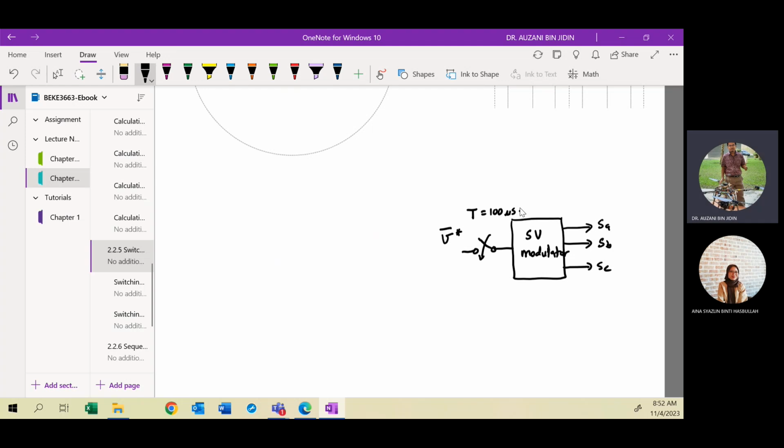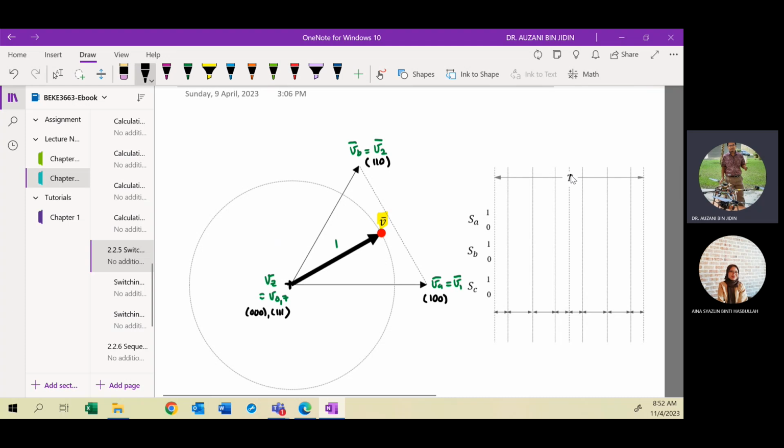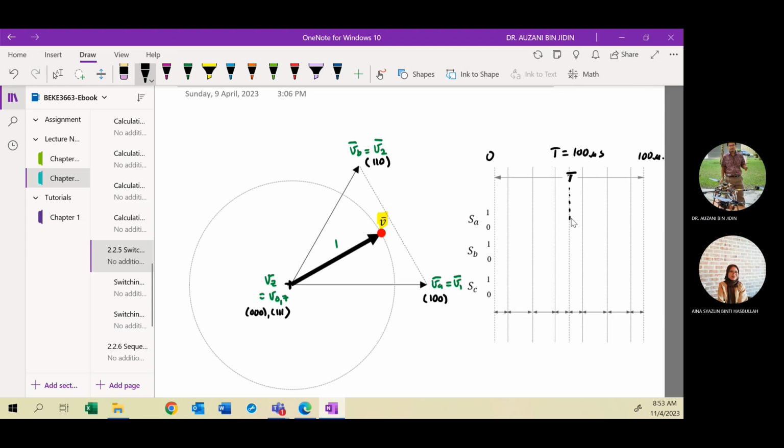Okay. So the sampling period we can define here as T. For example, here your T is 100 microseconds. Starting from 0 seconds here, it will end at 100 microseconds. Let's say now we divide your sampling period T of 100 microseconds at this point here. So from 0 to this point is T per 2, and here also T per 2.